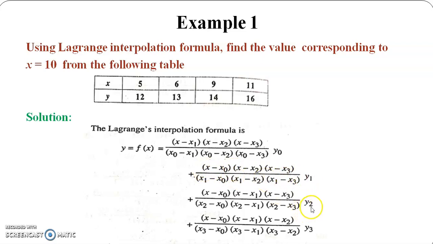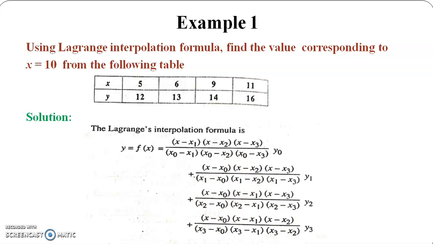Similarly, third value is y2. Corresponding x value is x2. Leave x2 here. Start like this. X minus x0, x minus x1. Leave x2. Use x minus x3. Put x equal to x2 in the denominator. Become x2 minus x0, x2 minus x1, x2 minus x3. Similarly for y2. So this is Lagrange interpolation formula. First write Lagrange interpolation formula very clearly.